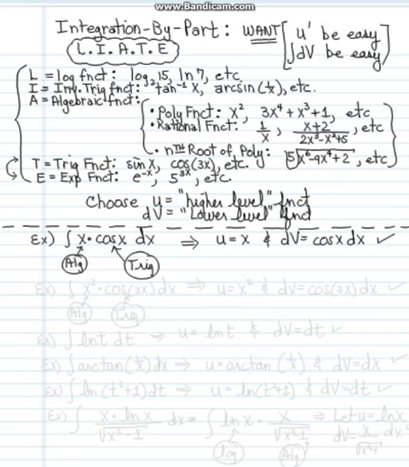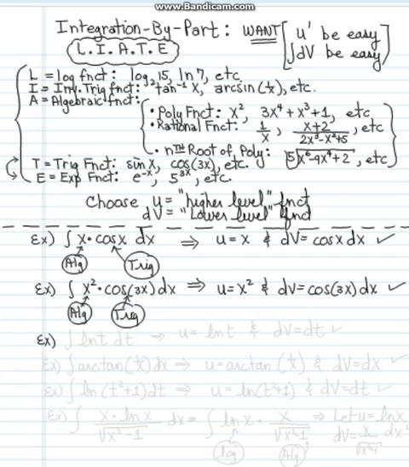All right, another example we saw, the integral of x squared times the cosine of 3x dx. Again, we have the polynomial, that's an algebraic function, and the cosine, that's a trig function. So u would be the higher one on the list of LIATE. So u is equal to the polynomial x squared, the algebraic function, and dv is the trigonometric function cosine of 3x dx.